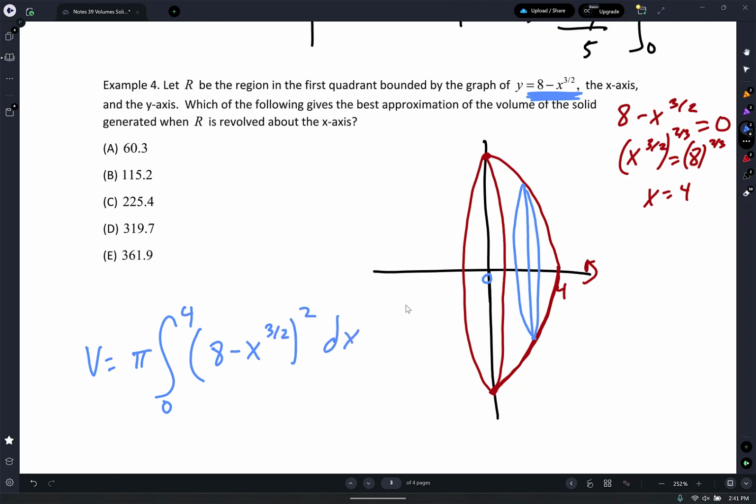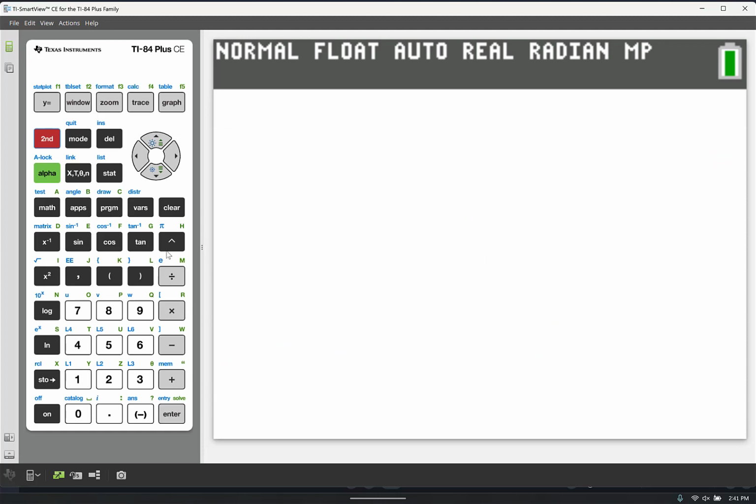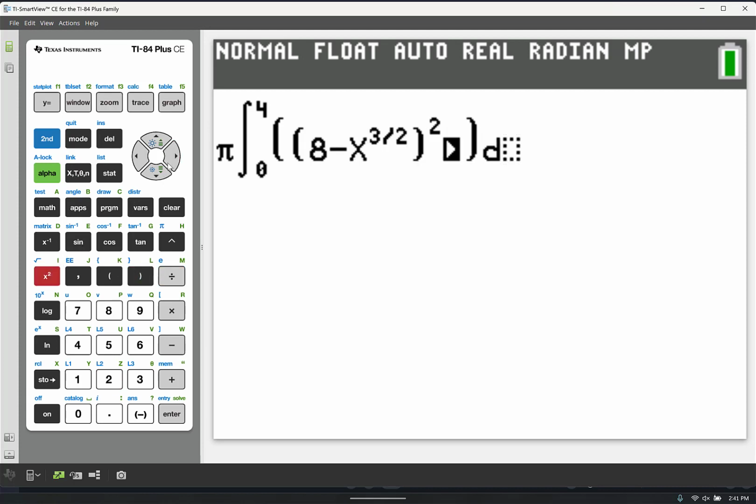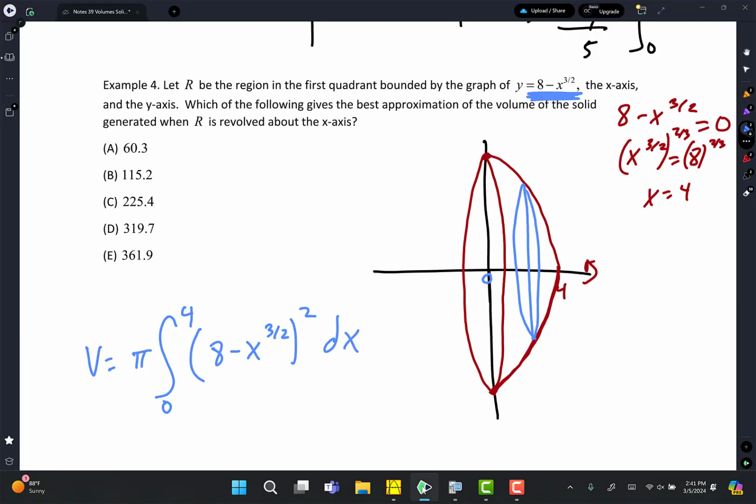Close it, put a square on it, dx. This you need a calculator. Take your calculator. Let's see. Pi, math, 9, 0, I already forgot. 0 to what? 4? And then, I know I usually put it in y1, but parenthesis 8 minus x to the 3 over 2. And then I'm going to get out of there, and I'm going to put a square on it. And then get out of there, x, push enter. 361.911. 361.911.